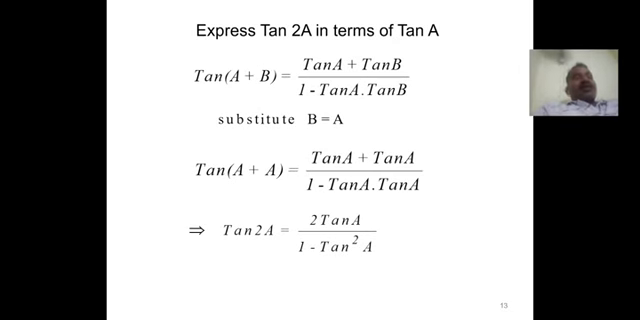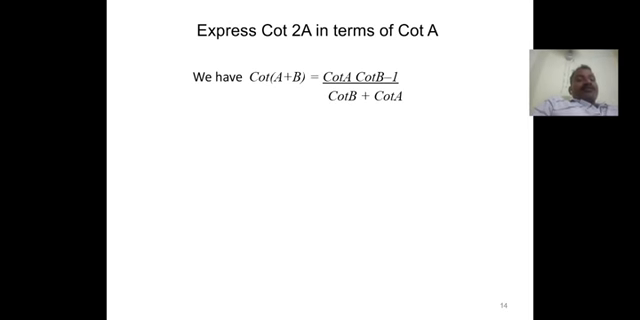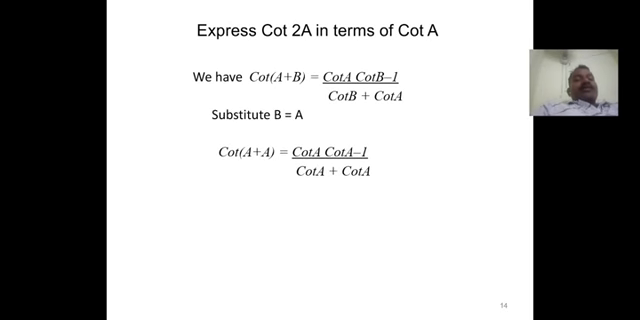Now cot 2a in terms of cot a. For this, the cot of a plus b formula is cot a cot b minus 1 by cot b plus cot a. If we put b equal to a, then we will get cot of a plus a is equal to cot a into cot a minus 1 by cot a plus cot a, which is cot square a minus 1 by 2 cot a. This is the cot 2a formula.